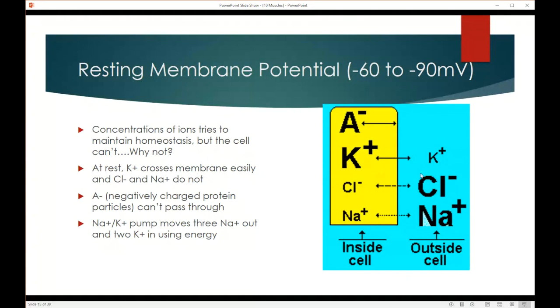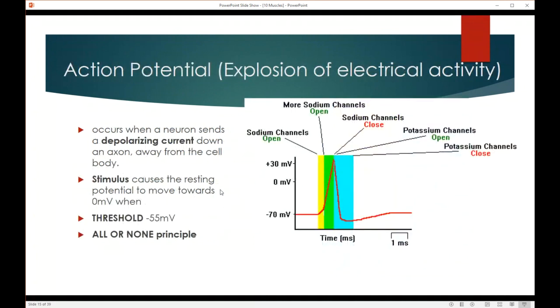That sodium-potassium pump, it's going to move 3 sodium out and 2 potassium back in, right? So 3 sodium out, 2 potassium in, 3 sodium out, 2 potassium in. And it's going to put it back like this. Okay, and so that is an action potential, right? It's an explosion of electrical activity.